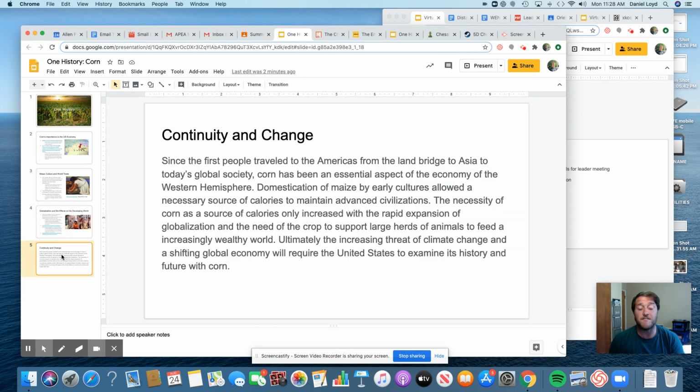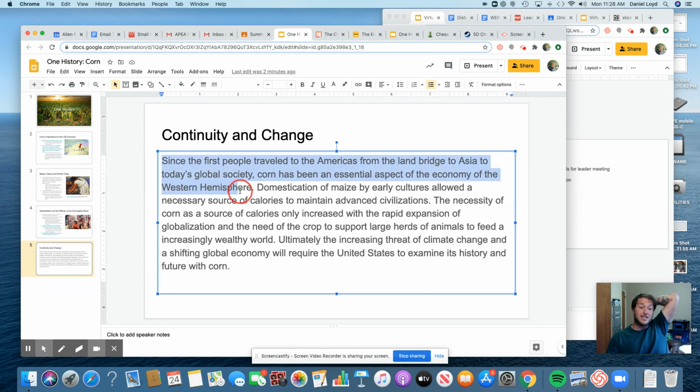And then finally, here's my continuity and change. Feel free to read through it. But basically, what I want you guys to do with this is your first sentence should essentially be your thesis. That's your argument. Has it changed? Has it stayed the same? Is it both? And then you're going to give me points to support from both time period 1 and time period 2.